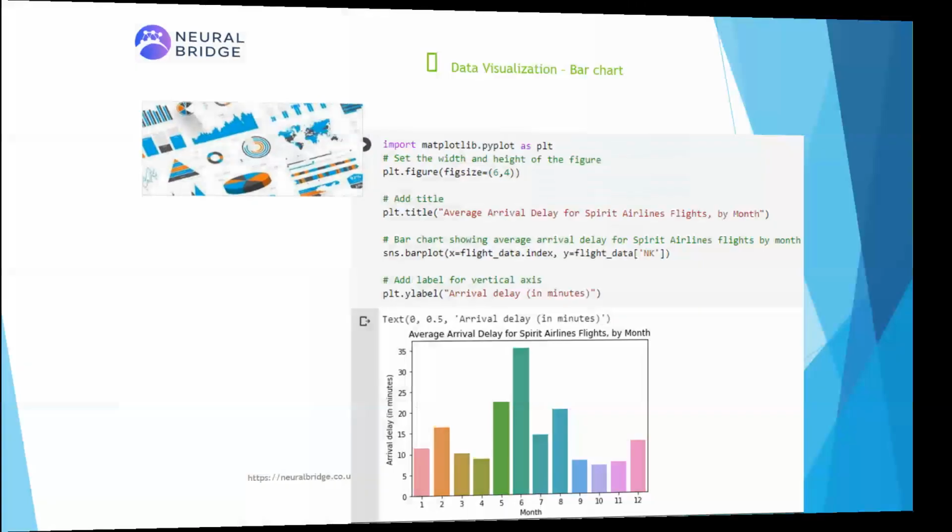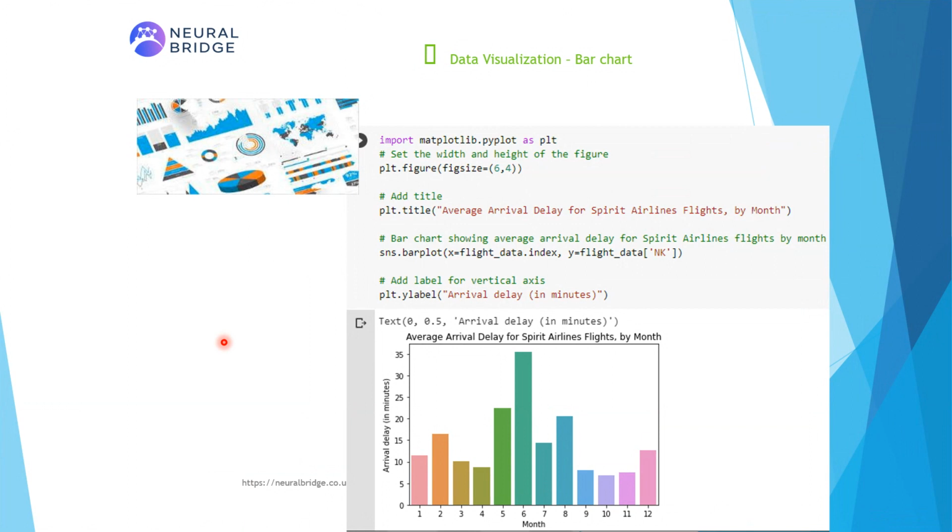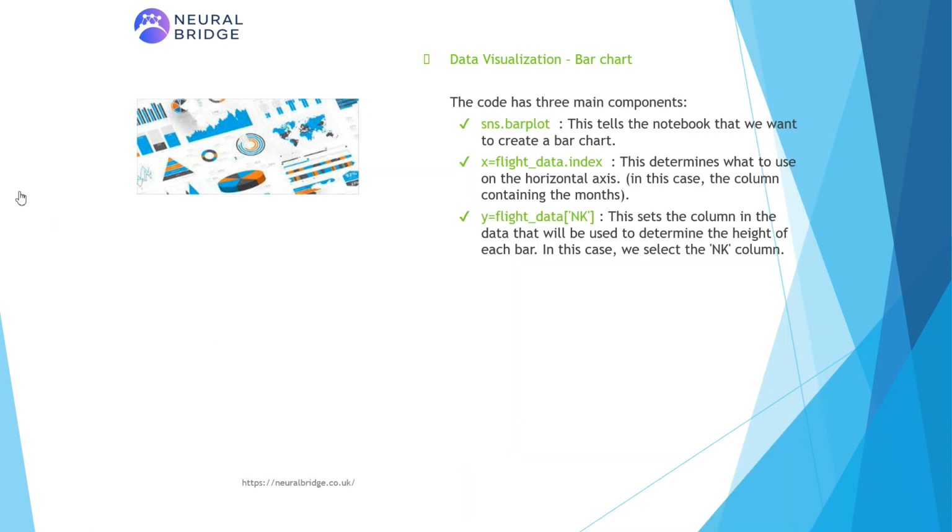Okay, let's move on. So this code has three main components. sns.barplot tells the notebook that we want to create a bar chart, and then x equals flight_data.index. We already explained this. This is the x-axis, which is the month, and this is the y-axis, which is the delay for the company NK.